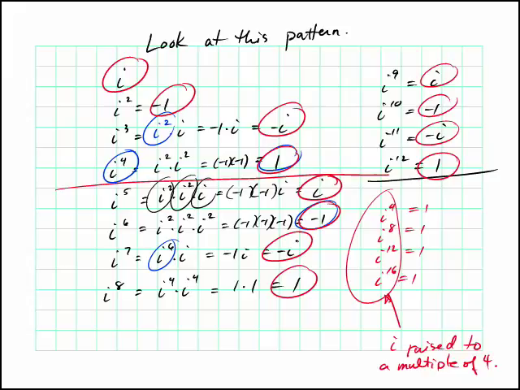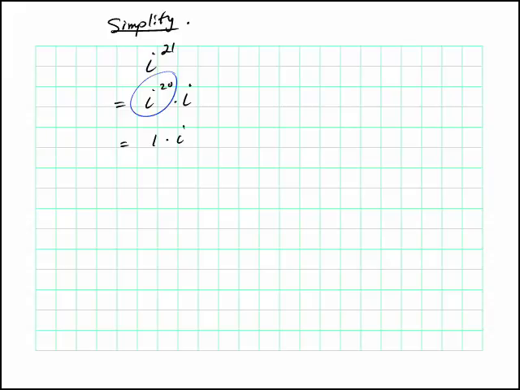For example, if I have i to the 21st power, I'm going to break it up so that I have a multiple of 4. That's i to the 20th times i to the 1st. But from what we just talked about, since 20 is a multiple of 4, that has to equal 1. And so this simplifies to just i.